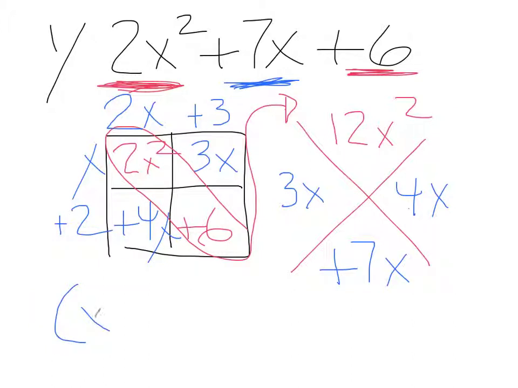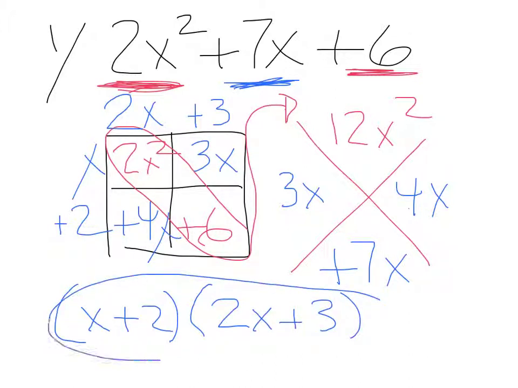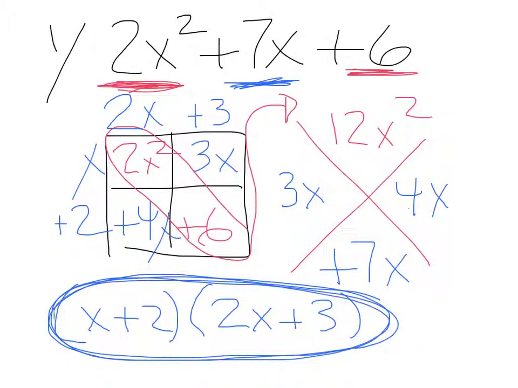X plus 2 is one of your factors, times 2x plus 3. There's your answer: x plus 2 times 2x plus 3. All right, next one.